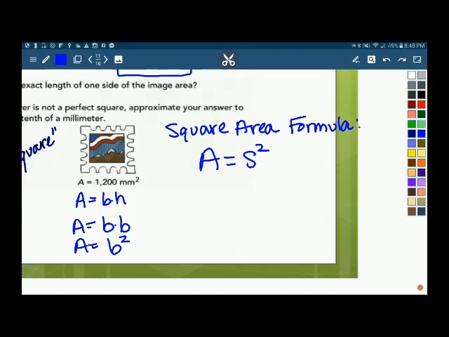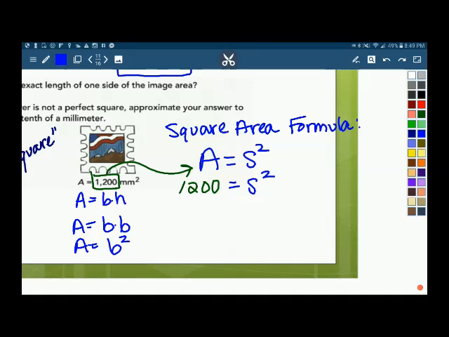Okay, so now I'm going to take what they tell me capital A stands for, which capital A always stands for area. I'm going to plug that 1,200 in for A, since they tell me that's what the area is. That capital A literally means area. So I have 1,200 is equal to the side squared.